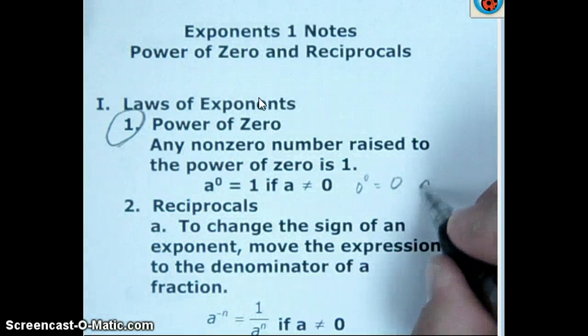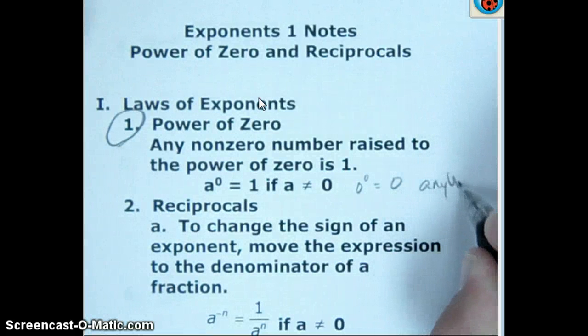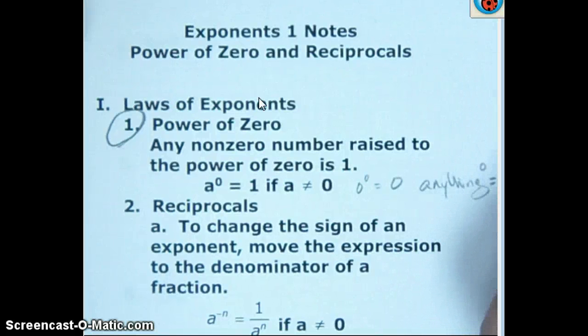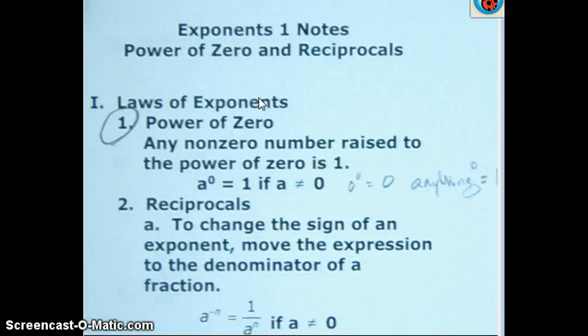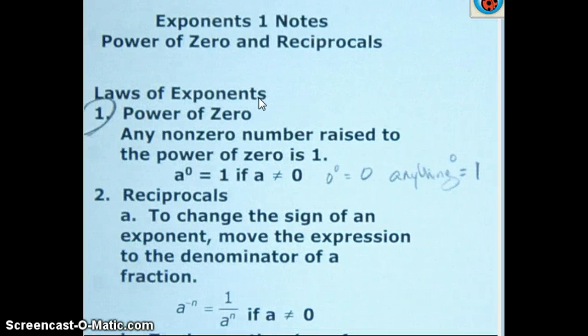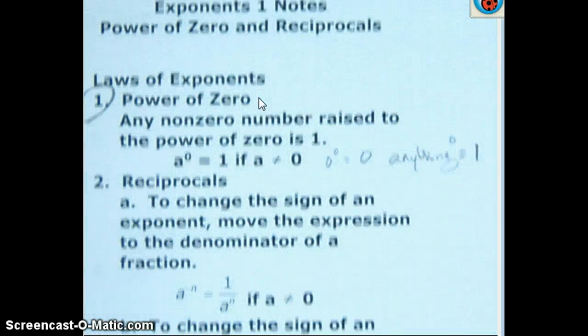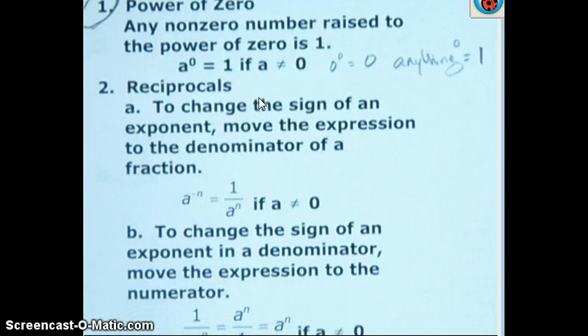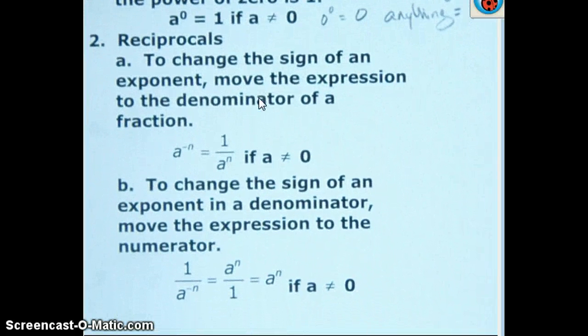Okay, but anything else raised to the 0 power is 1. Doesn't matter what it is. Could be a million to the 0 power, it equals 1. Alright, that's probably one of the most simple rules that we have for the laws of exponents. Question number 2 talks about something called reciprocals.